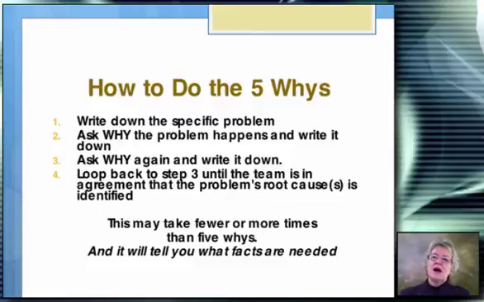So how do you do the 5 whys? This is another one where it's important to write it down. Write down the specific problem and ask the question of yourself, and it does help to do this in a discussion group with others. Ask why that problem is happening. Write down that answer. Ask why again about the answer that you gave to why that problem is happening. And you continue to loop back, so it ends up being this stair step on your piece of paper.